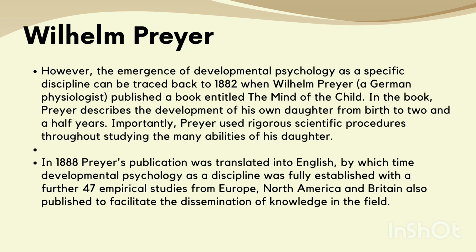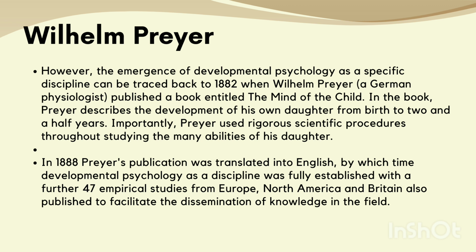However, the emergence of developmental psychology as a specific discipline can be traced back to 1882, when Wilhelm Preyer, a German physiologist, published a book entitled The Mind of the Child. In the book, Preyer describes the development of his own daughter from birth to 2.5 years. Importantly, Preyer used rigorous scientific procedures throughout studying the many abilities of his daughter.